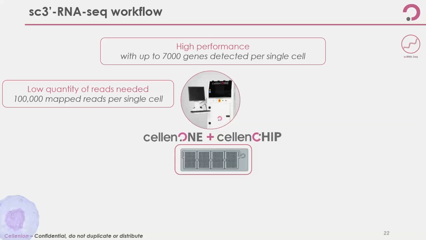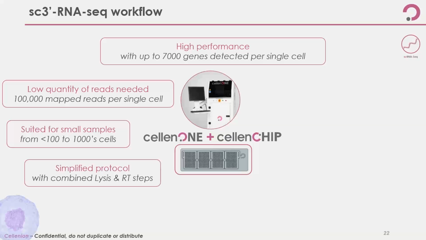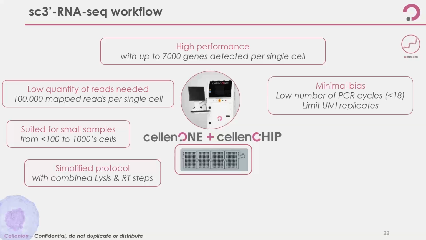There is a low quantity of reads needed. We can map up to 100,000 reads per single cell. It's suited for small samples, so from 100 to 1,000 cells. We have developed a simplified protocol that combines lysis and RT steps. It's minimally biased because we need a low number of PCR cycles.